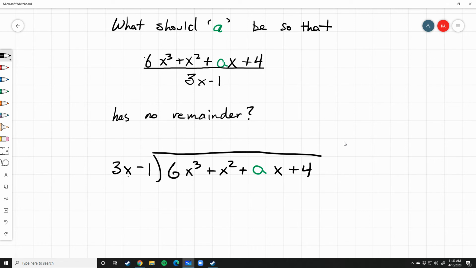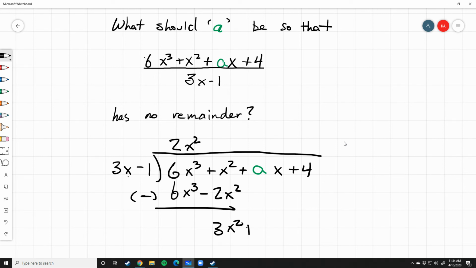And we'll begin like we always do. Say, what times 3x makes 6x cubed? 2x squared. We'll multiply 2x squared by our divisor. Well, yeah, minus 2x squared. Should have known that. All right. And we will subtract. And we will get 0 for the first one and 3x squared, because subtracting a negative turns this positive. And then we'll drop our ax, and we're going to hope that this works out for us.